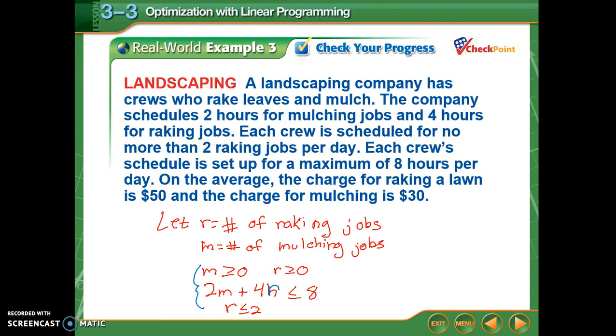And to get our function, real quick, I forgot to write that. The function you should have used to plug into to maximize the income is 30M plus 50R. $30 per mulching job, $50 per raking job.